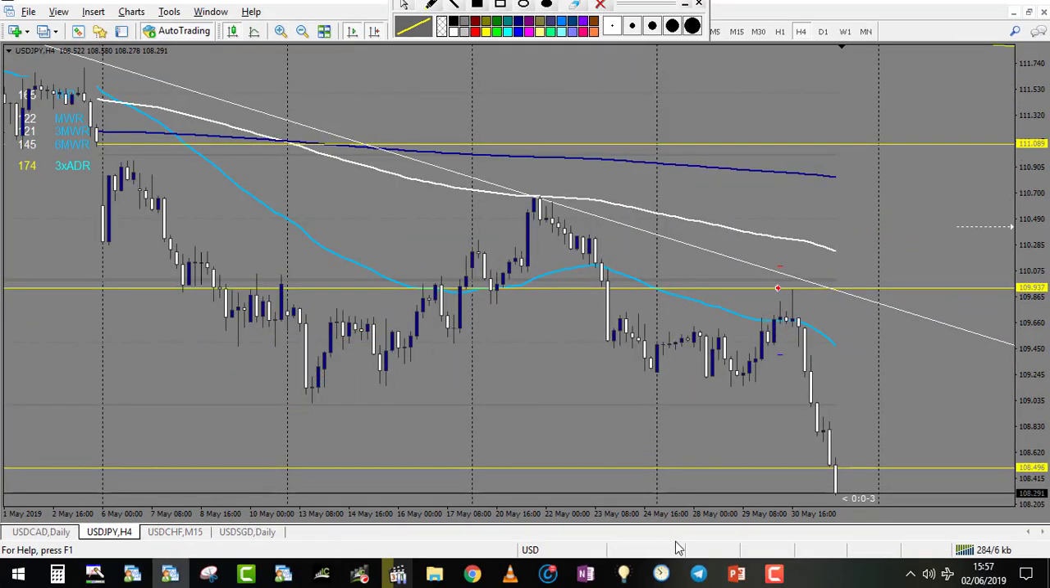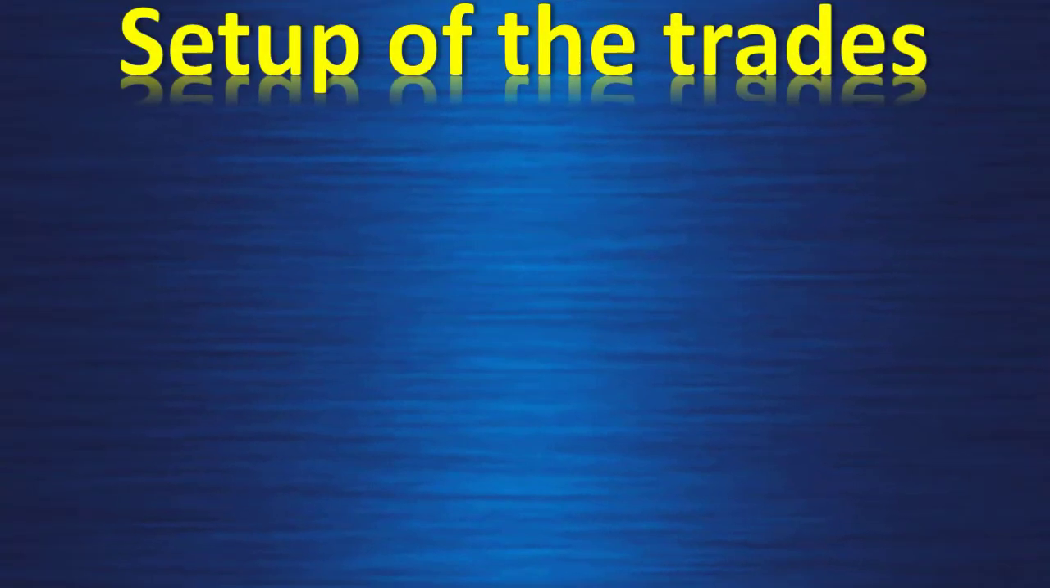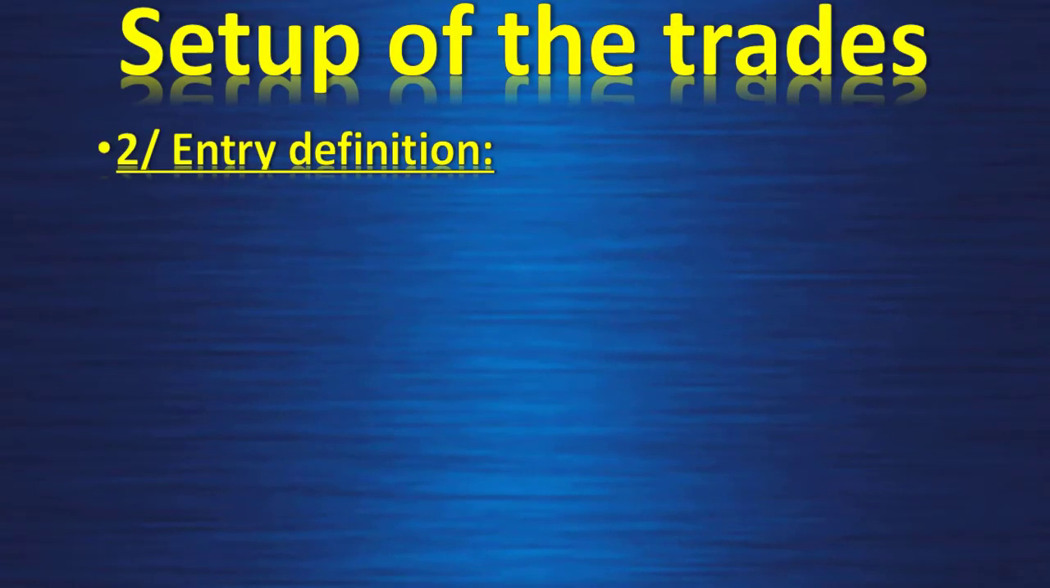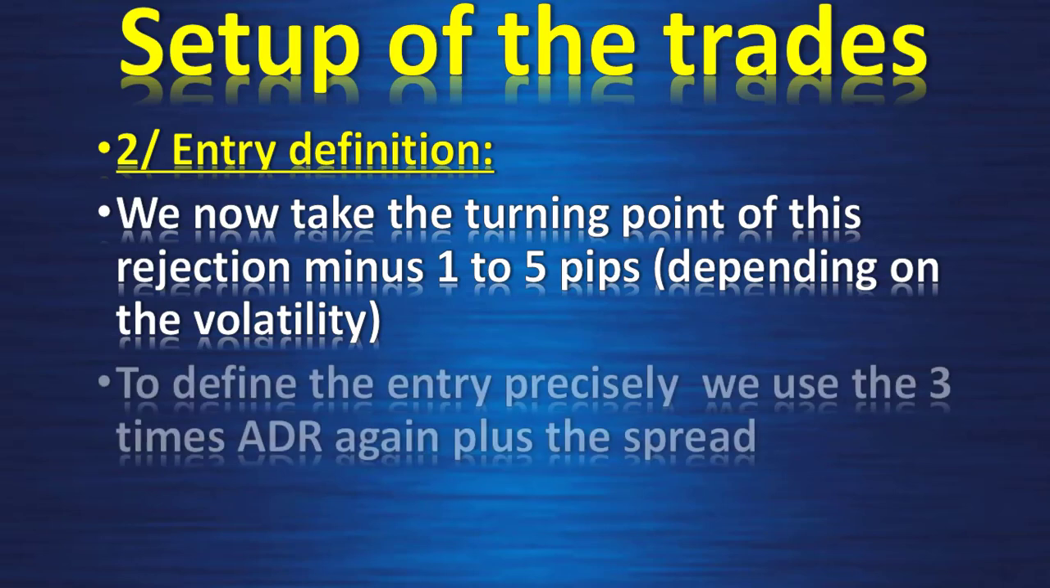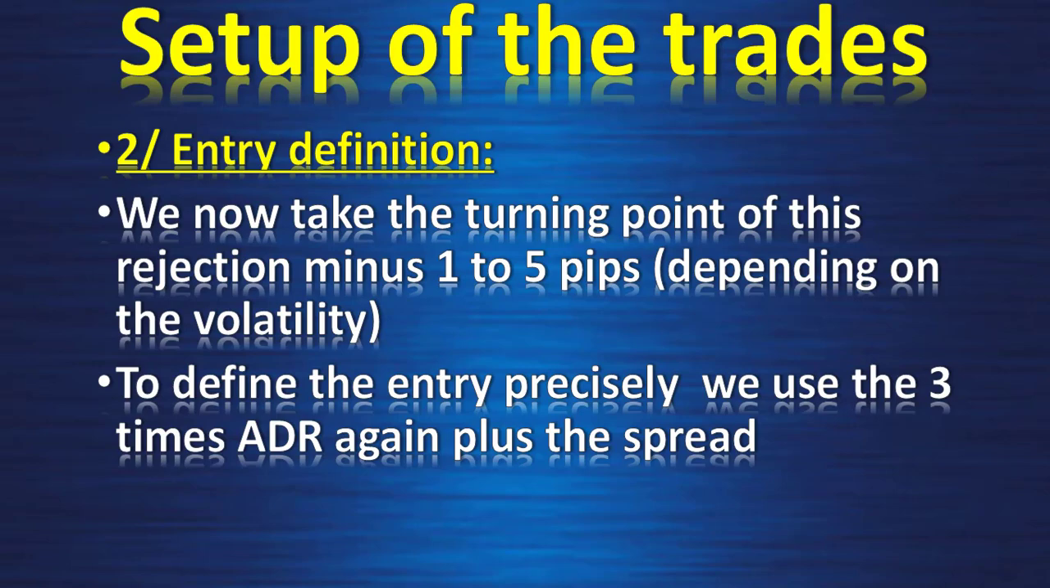Let's come back to the presentation. Now let's look at the entry definition. We now take the turning point of this rejection minus 1 to 5 pips, depending on the volatility of the specific pair. To define the entry precisely, we use once again the 3 times ADR plus the spread. Let's see that on chart.